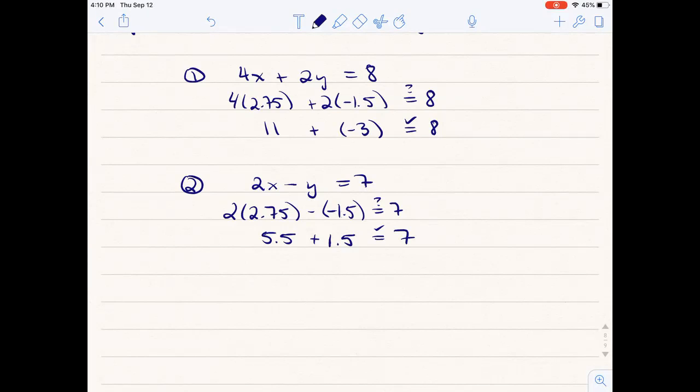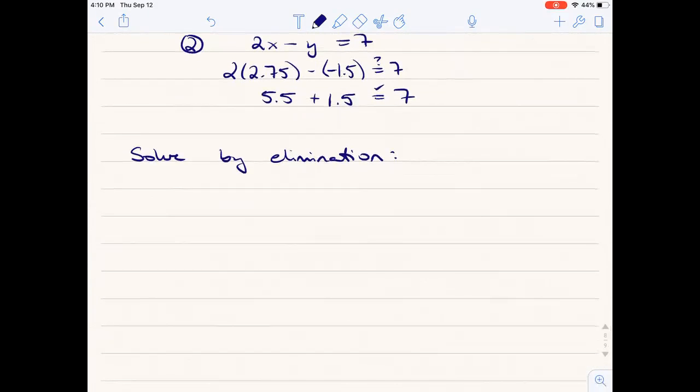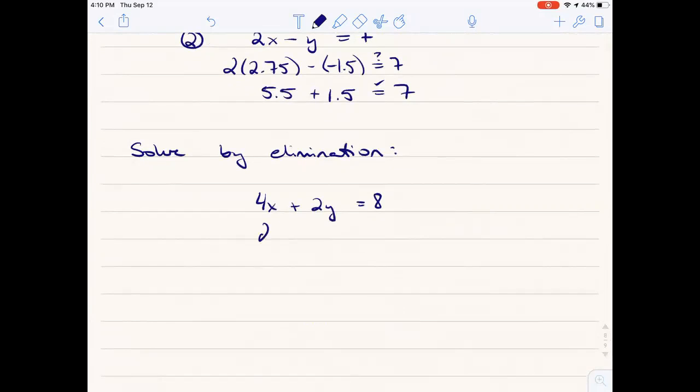So that's by substitution, right? Let's have a look at the other way where we use elimination instead. Solve by elimination. Same equations, because I'm not that creative. We've got 4x plus 2y equals 8, and 2x minus y equals 7. Still equation 1, still equation 2.